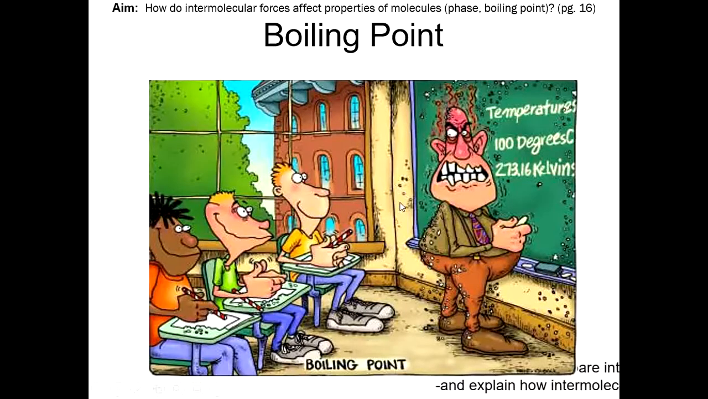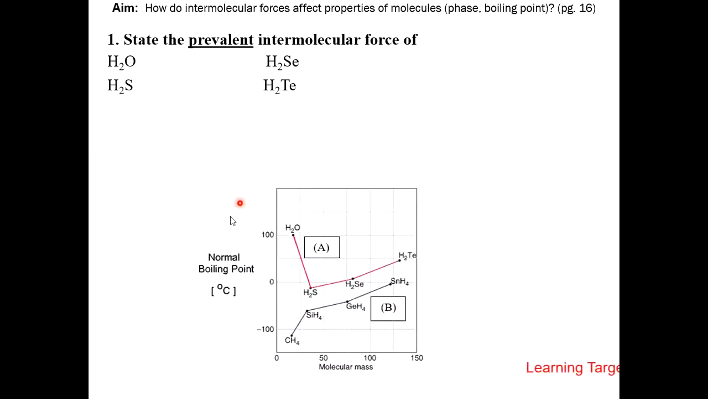Now we're going to talk about how intermolecular forces affect the boiling point. We are going to use this graph in order to determine the relationship between intermolecular forces and boiling point. There are two trends, A and B. We will analyze both of them. The y-axis is the boiling point, and the x-axis is the molecular mass.